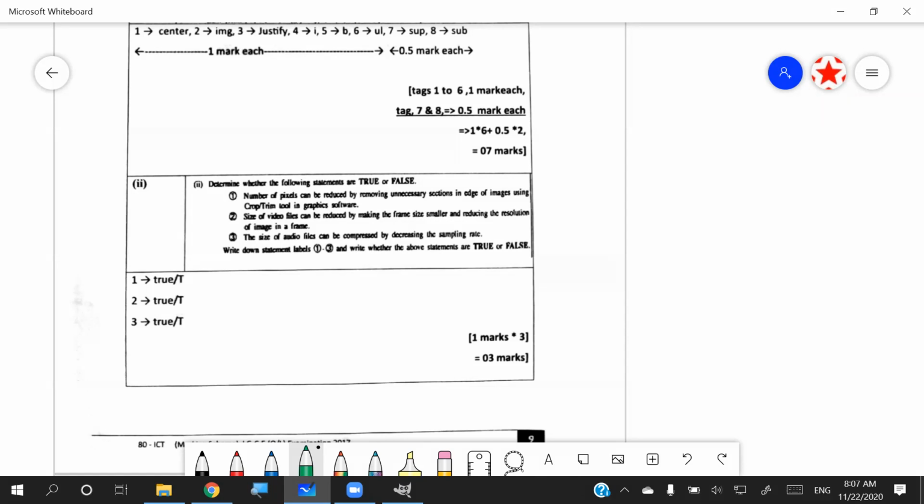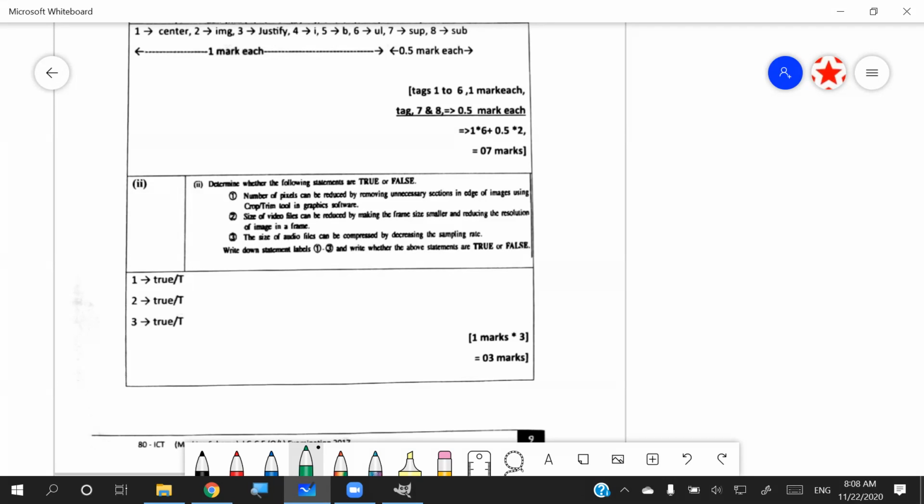And size of a video file can be reduced by making the frame size smaller and reducing the resolution of image in a frame. Size of a video file can be reduced. Yes, it is. It can be reduced by reducing the frame size and reducing the resolutions.